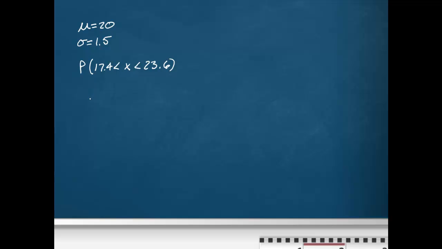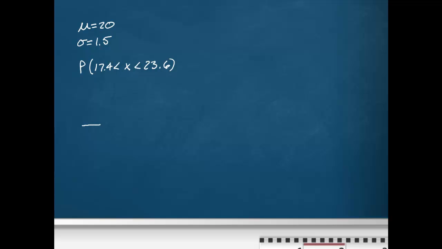Suppose we have a normally distributed random variable with a population mean of 20 and a standard deviation of 1.5. And we are asked to find the probability that a randomly selected value would be between 17.4 and 23.6.